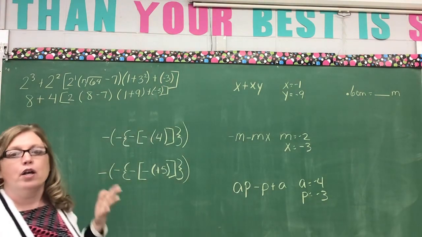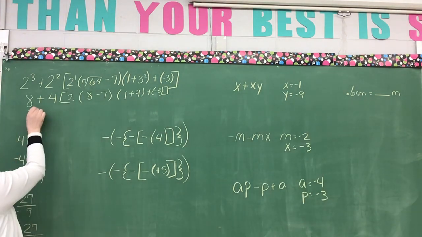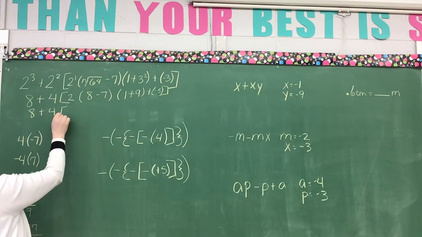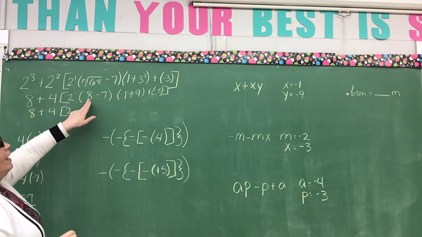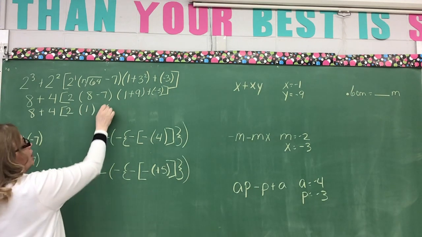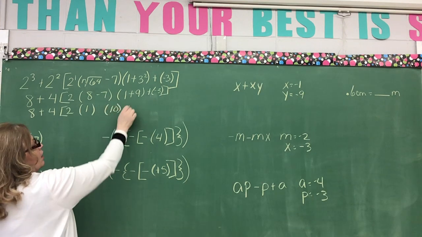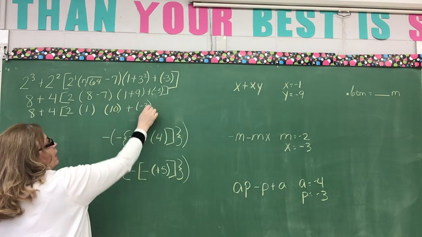Where do we start? We start with the innermost parentheses. So again, we're not going to do anything to these outside numbers. We're just going to go here. We're going to say 8 minus 7 is 1. Okay, and then we have 1 plus 9 is 10 plus a negative 3.